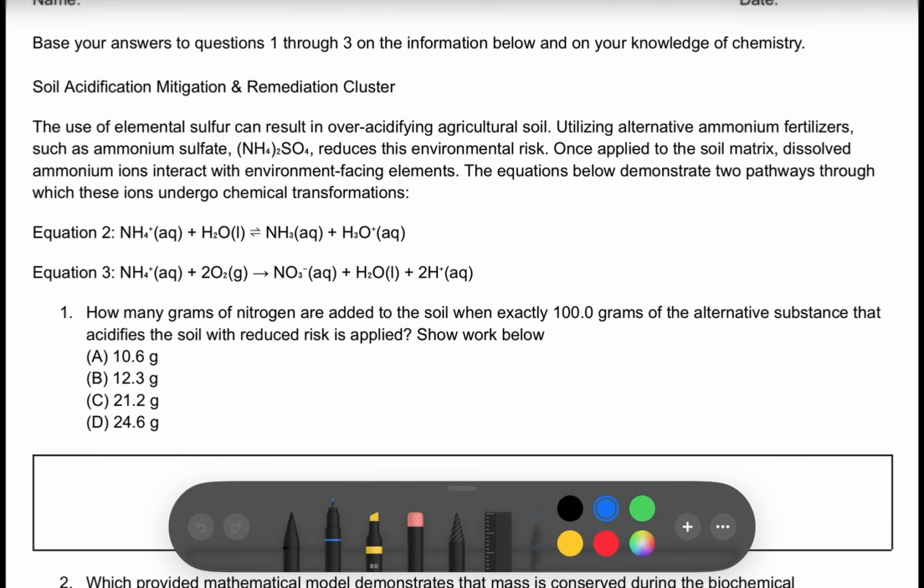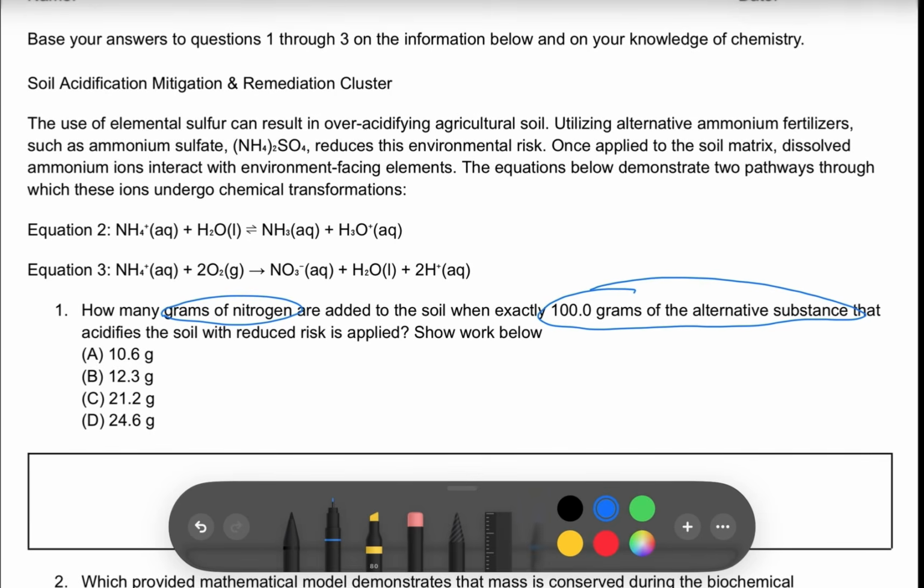The question is asking, how many grams of nitrogen are added to the soil when exactly 100 grams of the alternative substance, which is ammonium sulfate, that acidifies the soil with reduced risk is applied? Show the work below. So the question is asking us how much nitrogen is in ammonium sulfate here. So first we need to calculate the molar mass or the gram formula mass of ammonium sulfate. So we have one nitrogen. Well, actually, no, we have two nitrogen because this subscript here is distributed into NH4. So we have two nitrogen.